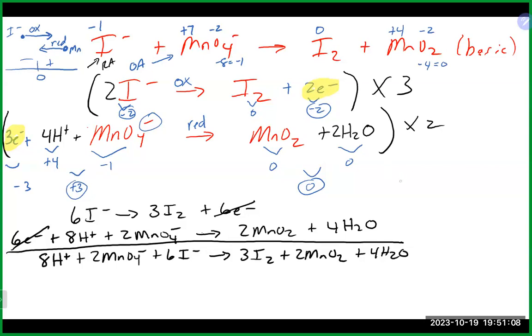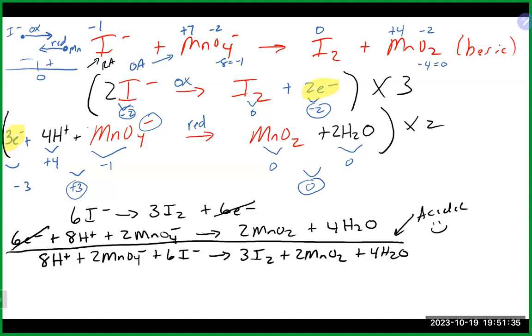Now, if I were to have wanted the answer in acidic conditions, that would be it. That would be my balanced equation in acidic conditions. I have 8 hydrogens on the left, 8 on the right. I have 2 of the Mn on the left, 2 on the right, 6 of the iodines on the left, 6 on the right, 8 oxygens on the left, 4 and 4 is 8 on the right.